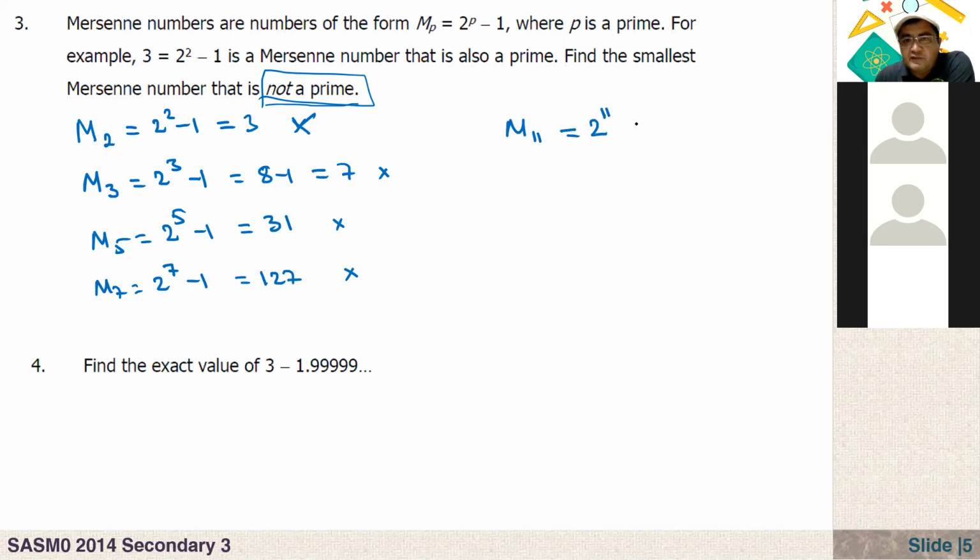2 to the power of 11 minus 1. 2 to the power of 11, what is it? Is it 1024? I think 2 to the power of 10 is 1024, so 2 to the power of 11 is 2048. And subtract 1, it is 2047. 127, is it a prime number? Yes, 127.